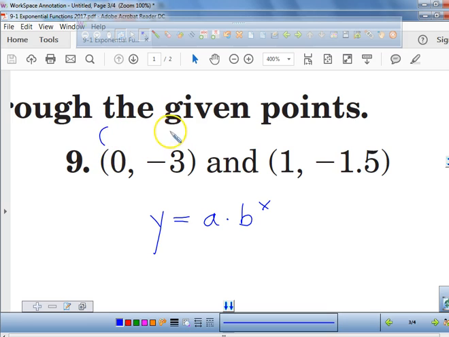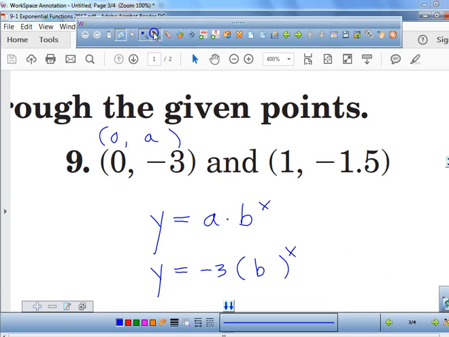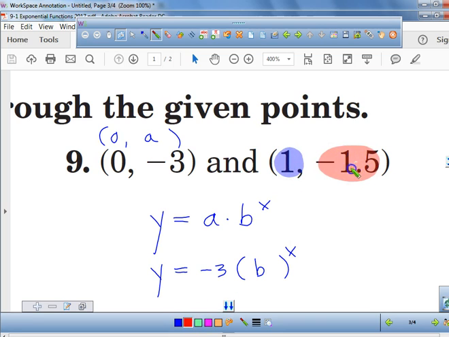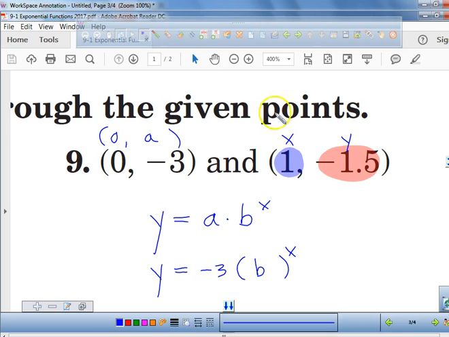Something we talked about at the very, very beginning of this video was if you have a 0, that is going to be your a value. So what I'd like you to do first is write y equals -3, open parentheses, b raised to the power of x. That's the first one. The next thing we're going to do is I'm going to highlight this number in blue and this number in red. This represents an x coordinate. This represents a y coordinate.